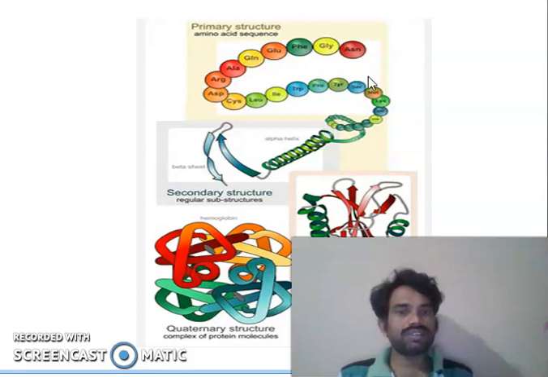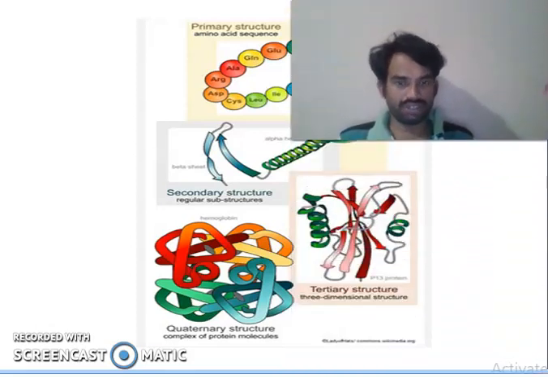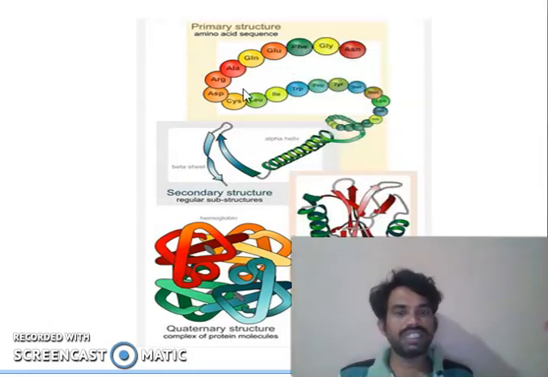In protein, mainly four kinds of structures you can find: the primary structure, secondary structure, tertiary structure and quaternary structure. These are the main four types of structures in protein, depending on their characters.